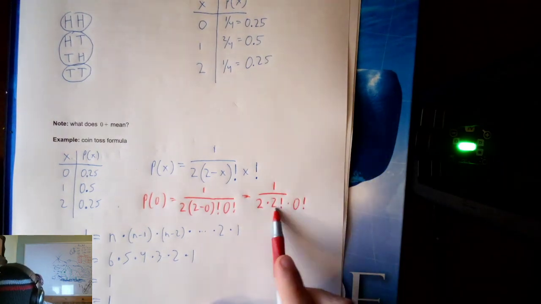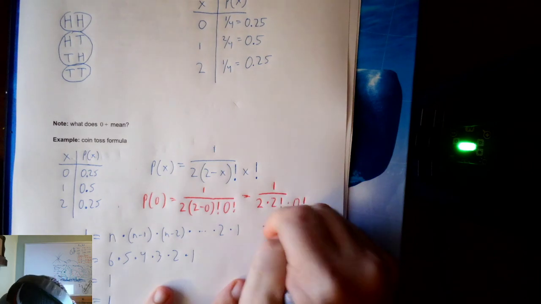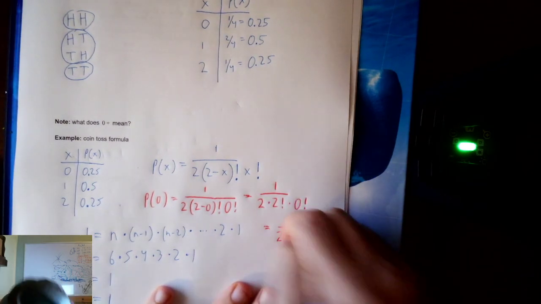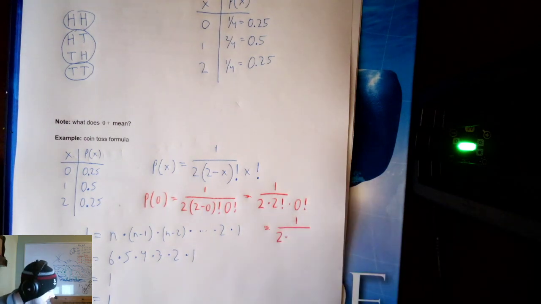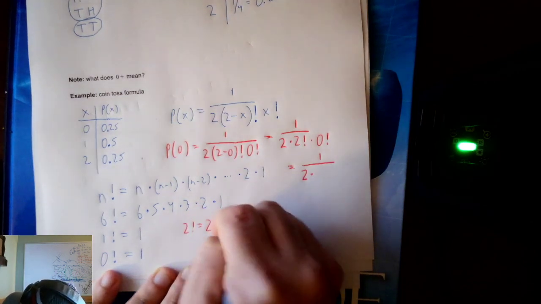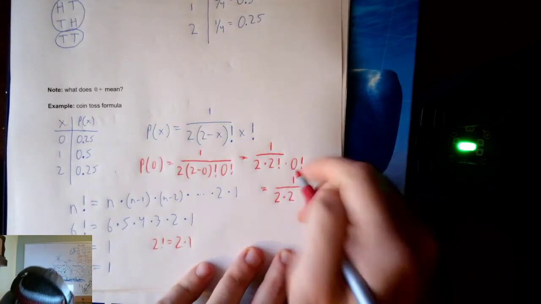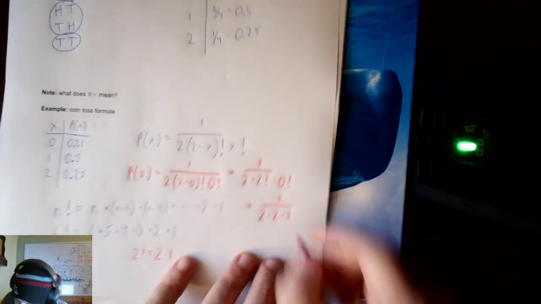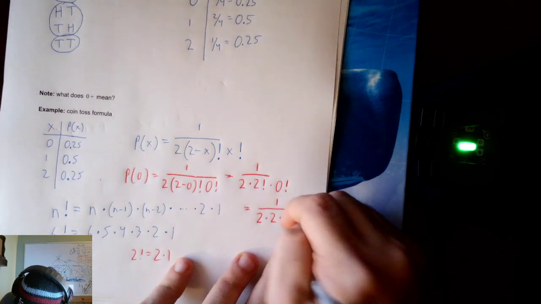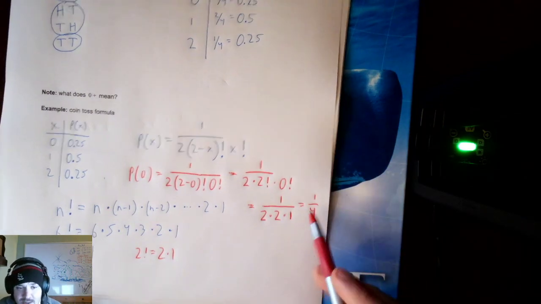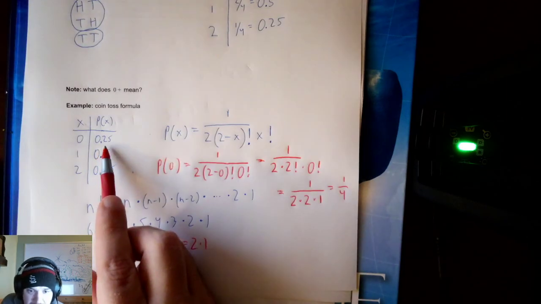Now, I need to figure out what these exclamation point numbers are. Well, it'll be 1 over the first number, 2 times 2 exclamation point is 2 times 1, right? It would be 2 times 1. 2 exclamation point would be 2 times 1, which is 2. And 0 exclamation point we said was 1, which gives me 1 over 2 times 2 times 1, which is 4. 1 over 4. Which is exactly what P of 0 is, 1 over 4.